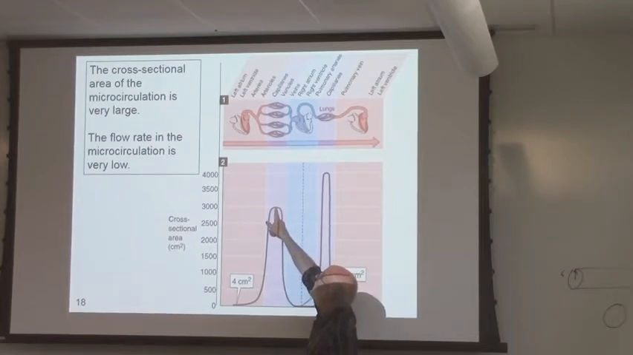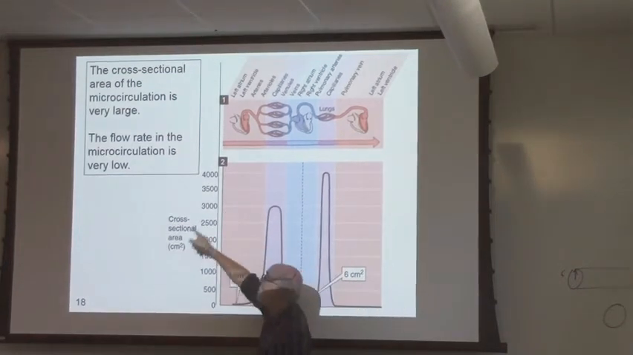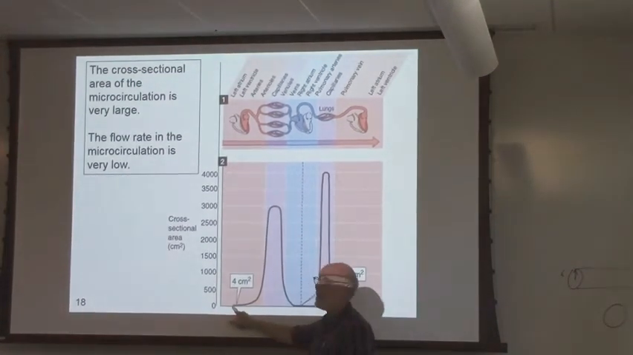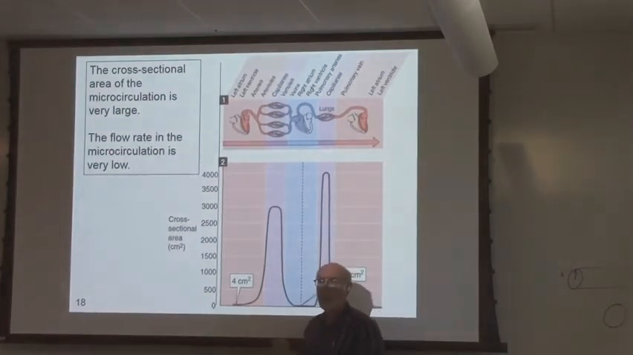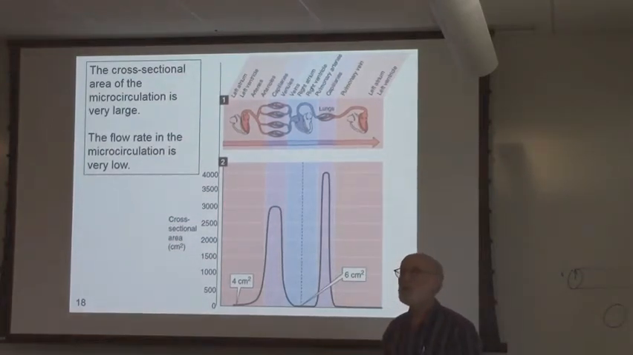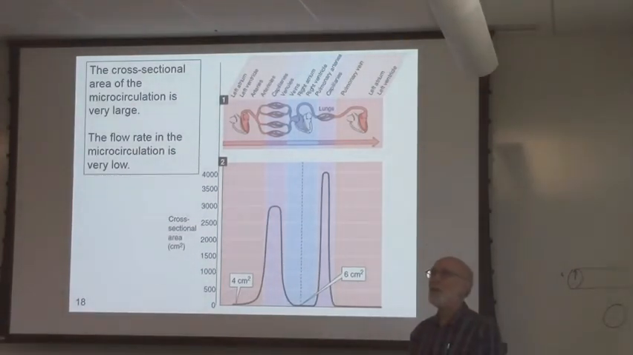Where are we here? We're in capillaries here. How is it possible that the cross-sectional area of the capillaries is 3,000 square centimeters when the cross-sectional area of the aorta is only 4 square centimeters? Now, there's so many of them. What is that number? Billions of them. Billions, even though each one only has a cross-sectional area of maybe 10 to the minus 4th square centimeters.